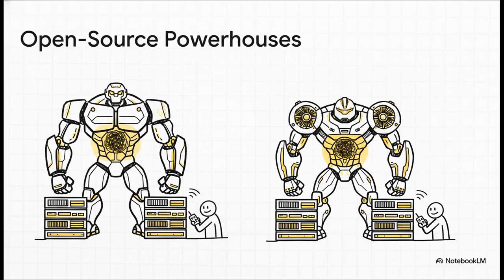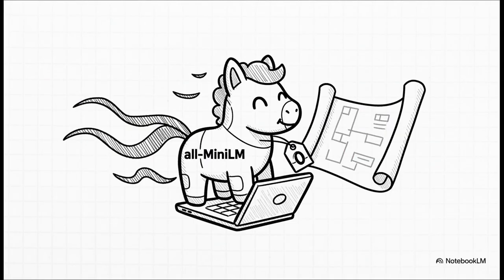But what if you want that top tier, best-in-class performance without the API bill? Well, that's where these open-source powerhouses come in. Models like BGE Large and E5 Large are just incredible. They go head-to-head with the best proprietary APIs on quality, but you run them on your own servers, giving you complete control.